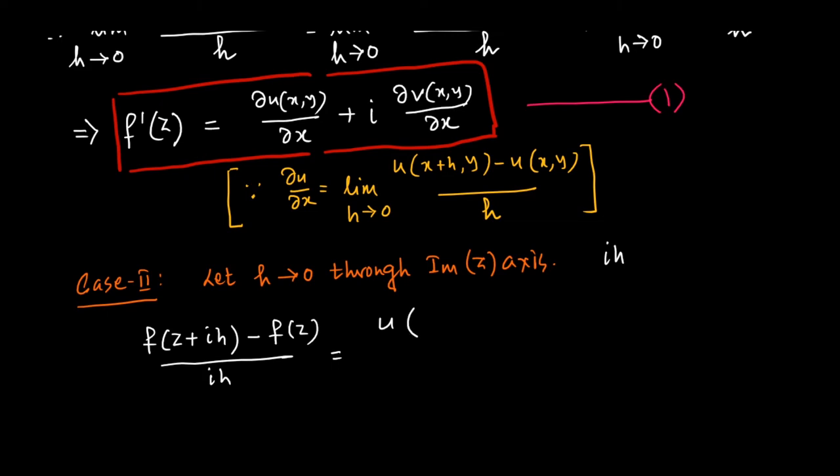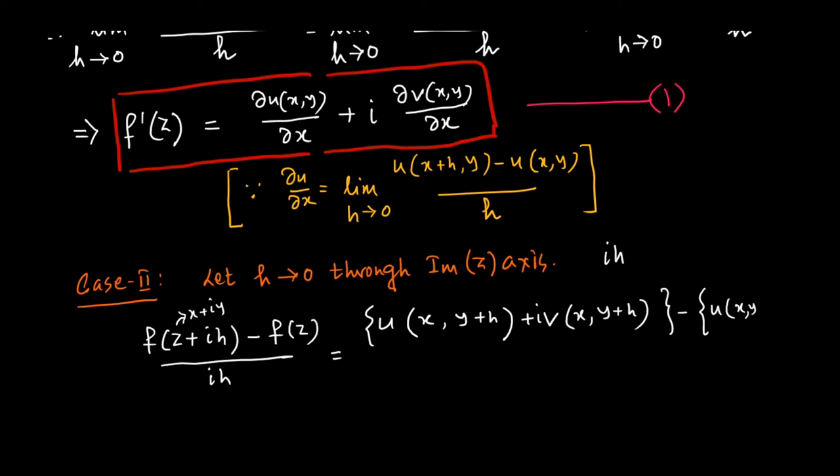Real part will be x and my imaginary part will be y plus h, because z is actually x plus iy. So if you consider this sum, this will be x plus iy plus ih, that means x plus i into y plus h, plus i v, u plus iv. So this is my f of z plus ih minus u x y plus i v x y divided by ih. So this will be my ratio.